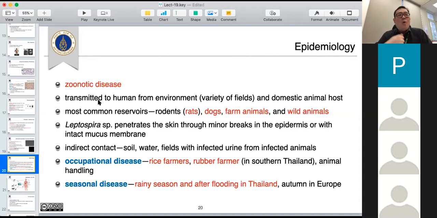Moreover, a patient who is a farmer and has experience handling animals, if they coincidentally handle an infected animal, is probably at high risk of infection. And this disease is also called a seasonal disease. Seasonal disease means the disease booms or has outbreaks in some season.